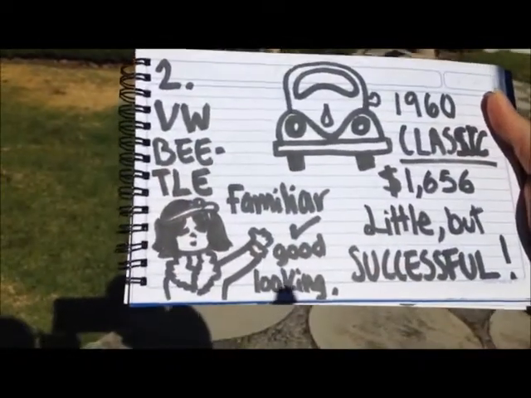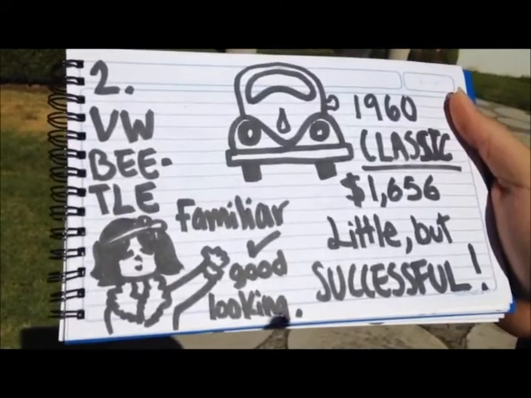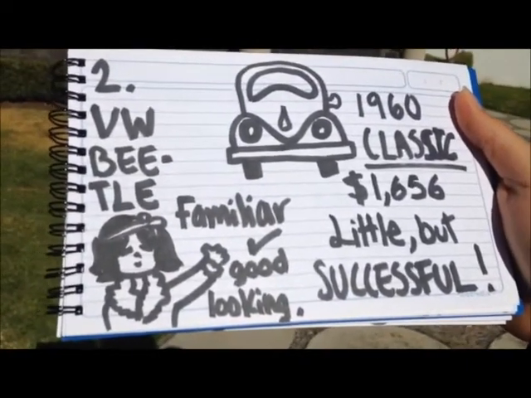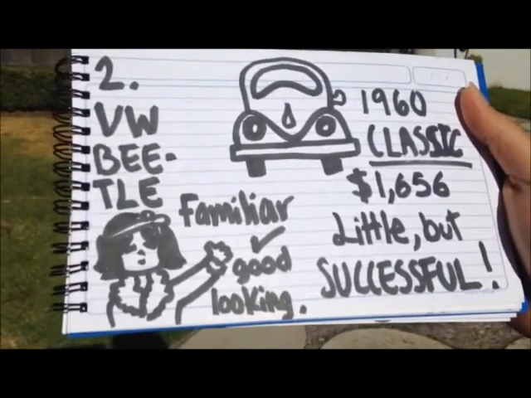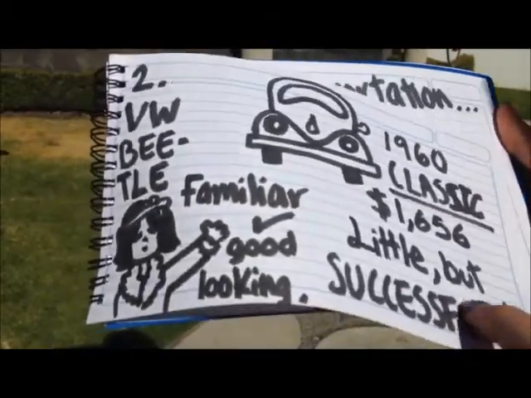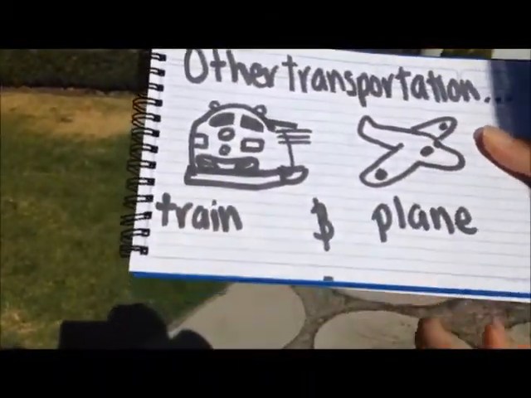The second was the Beetle. It was a family car, that's why it had so much influence in the 60s. It was little, but it had a lot of success. The price was $1,655. Other transportation was train and plane.